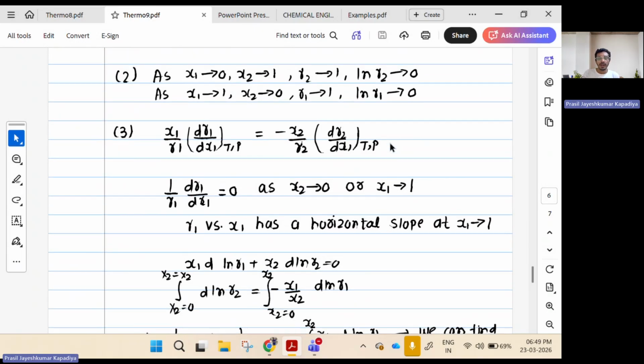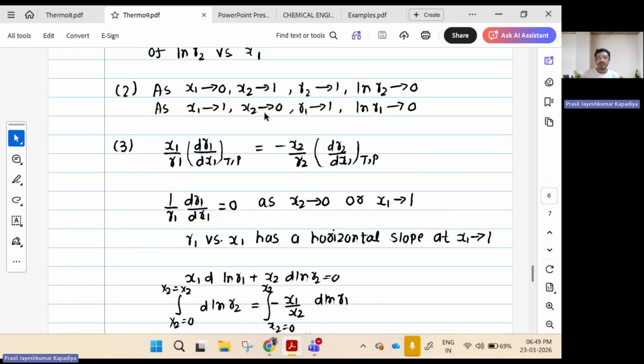So we also know that when x2 tends to 0, this term ln gamma 1 tends to 0. So when x2 tends to 0, or x1 tends to 1, this 1 upon gamma 1 d gamma 1 by dx1 is equal to 0. So gamma 1 versus x1 has a horizontal slope as x1 is tending to 1 or x2 is tending to 0. Correct?